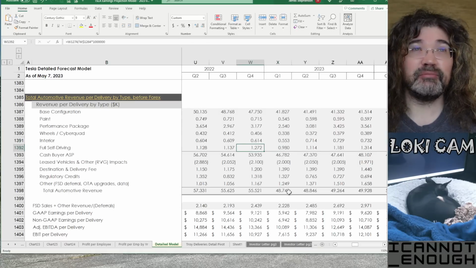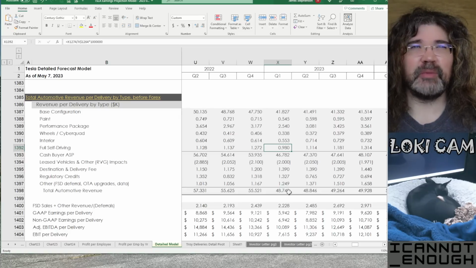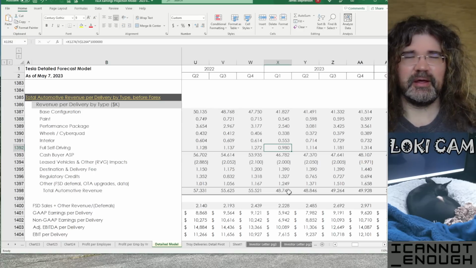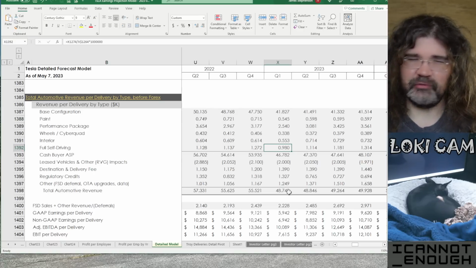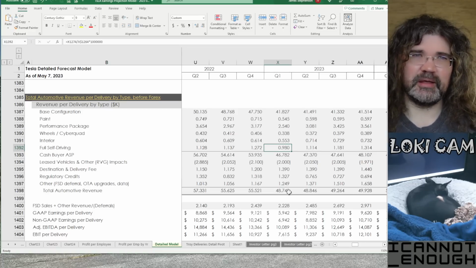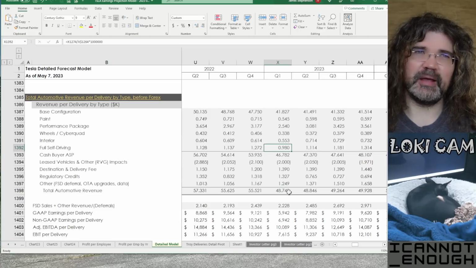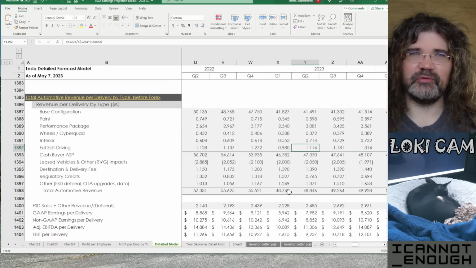Full self-driving probably is lower, with especially increasing sales in China and Europe, where that FSD feature set isn't as useful as it is in the US. So as the US becomes a smaller portion of the global deliveries, then the mix is unfavorable on that. Now, I've got it improving a little, not a lot. I don't think Tesla's going to miss these numbers by a ton.